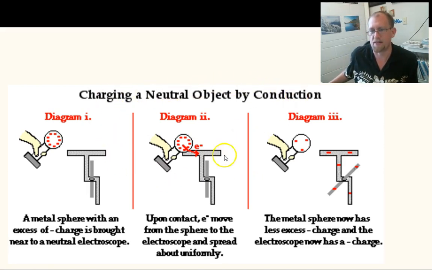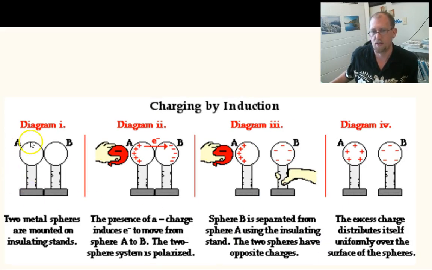Charging a neutral object by conduction, I talked about. You could bring a charged object to something and touch it, and once it touches, the electrons flow onto it, and then it is charged. So my electroscope would show a charge. Similarly, by induction, if you have a charged object and you bring it near something, the electrons are going to want to run away and go over here. And then you separate the two, and now the excess electrons are here, and this one winds up with a deficit, so it's positively and negatively charged.